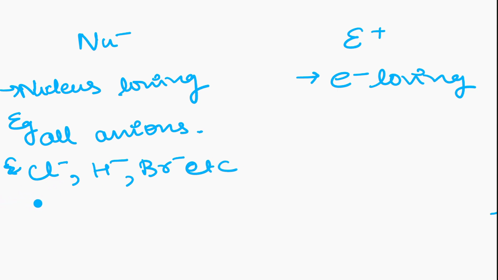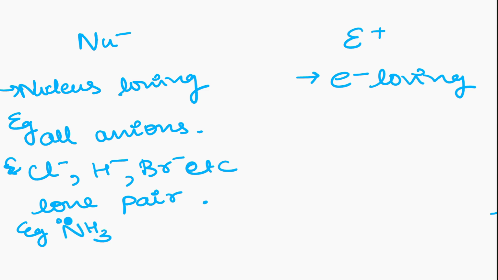Now species which carry a lone pair, which have a lone pair in it, also act as a nucleophile. The examples of the lone pairs are like NH3 having one lone pair, water having two lone pairs, so it will act as a nucleophile. So what I have told you, the nucleophiles are those species which love nucleus, which love positive charge. The examples of the nucleophiles, all the anions are nucleophiles, and the species having the lone pair in it act as a nucleophile. Now I will tell you what is electrophile.